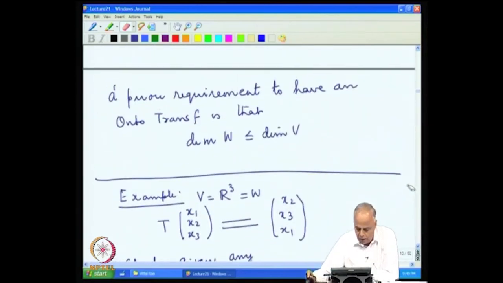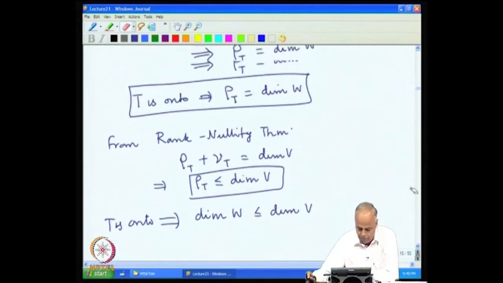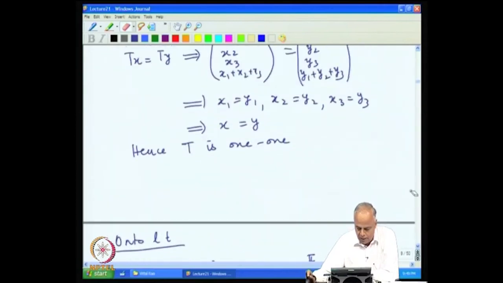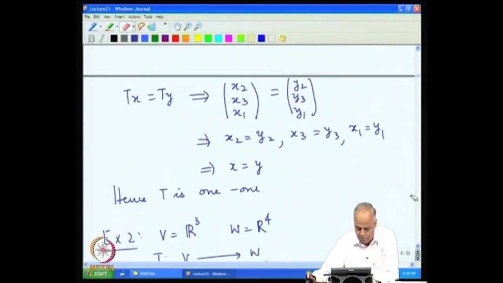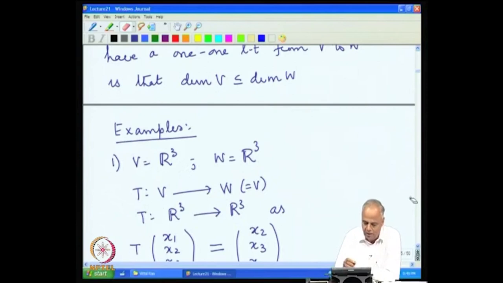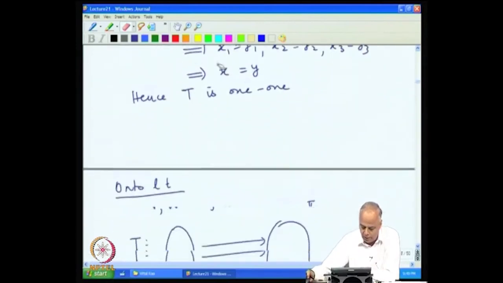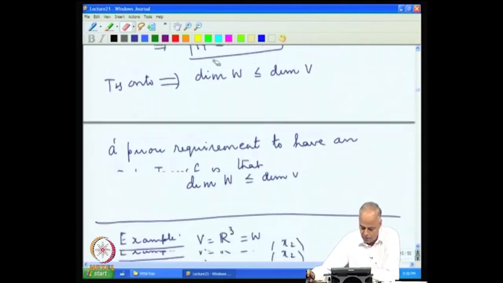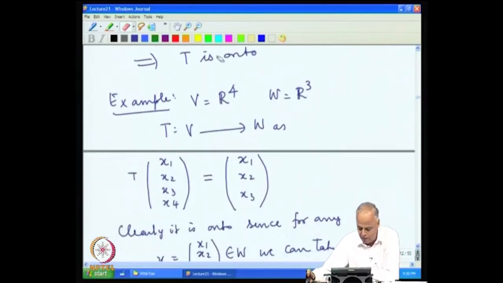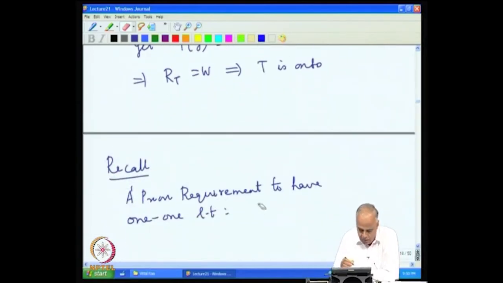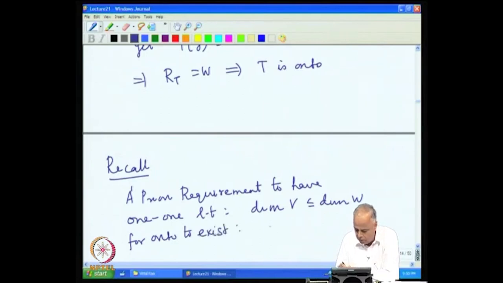Remember, we had shown that an a priori requirement for a 1-1 transformation is that dimension of V is less than or equal to dimension of W. This is what we had. So, that is a very important requirement for a linear transformation to exist: we should have dimension of V less than or equal to dimension of W for the 1-1 transformation to exist, and then for onto to exist, the requirement was dimension of W is less than or equal to dimension of V.